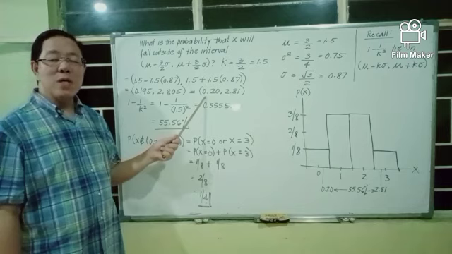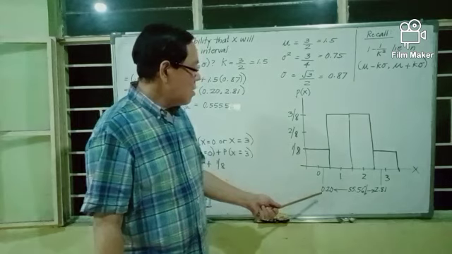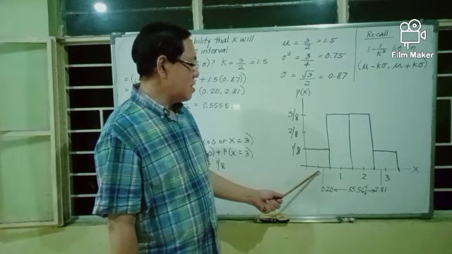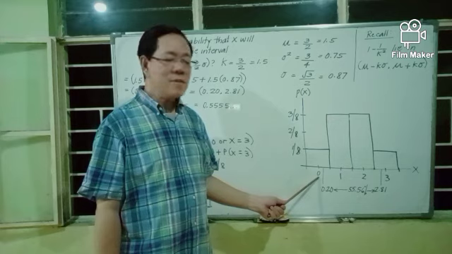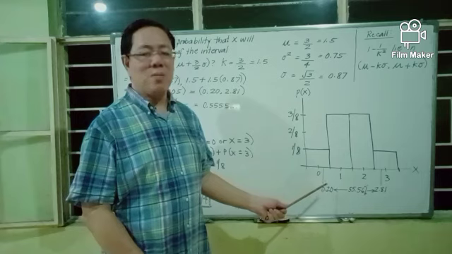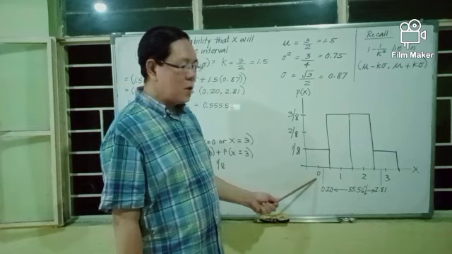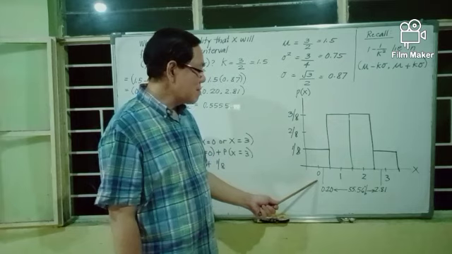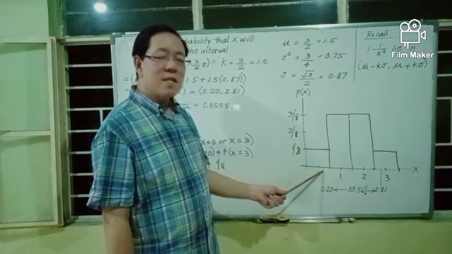Now, we illustrate this open interval in our probability histogram. 0.20 is greater than 0. This is 0, but this is not the origin. This is one of the values of the discrete random variable x. The origin is actually this one, also denoted by 0, and 0 is also one of the values of the discrete random variable x. And 0.2 is greater than 0.